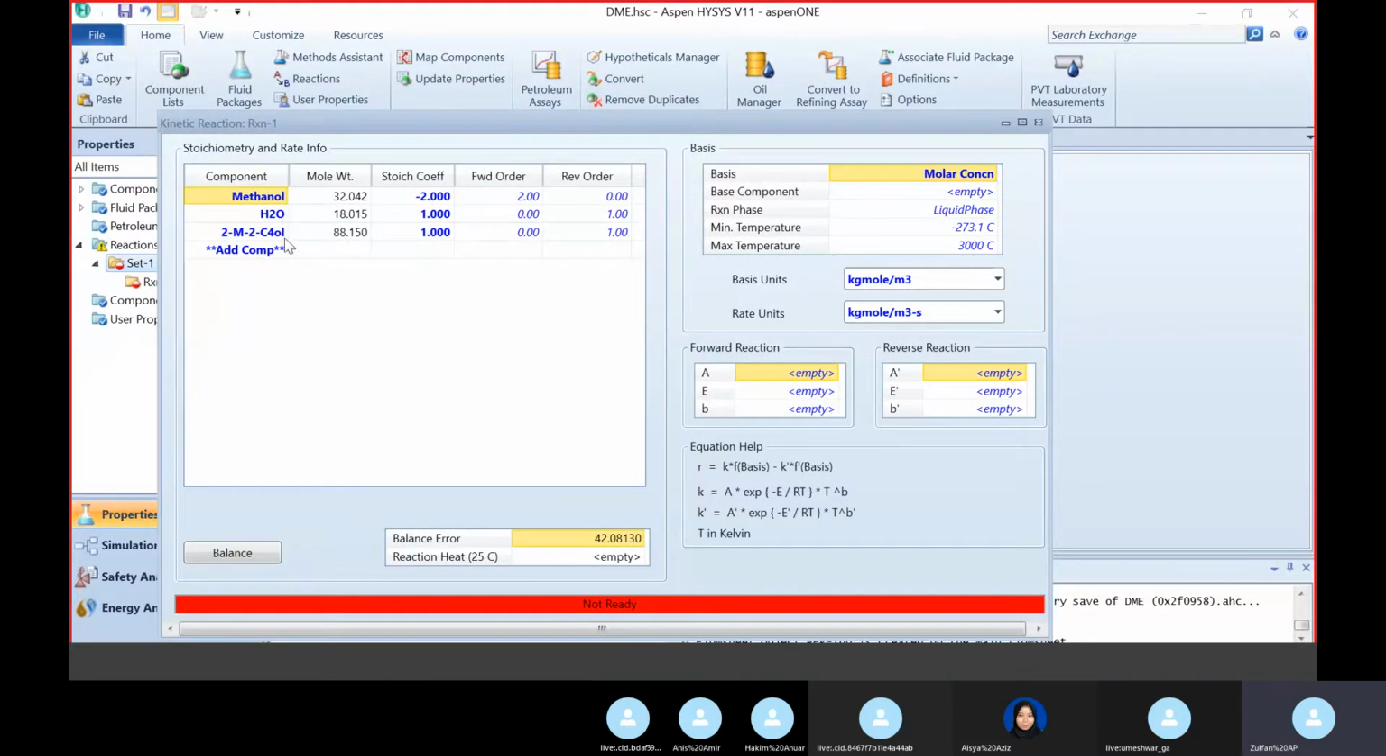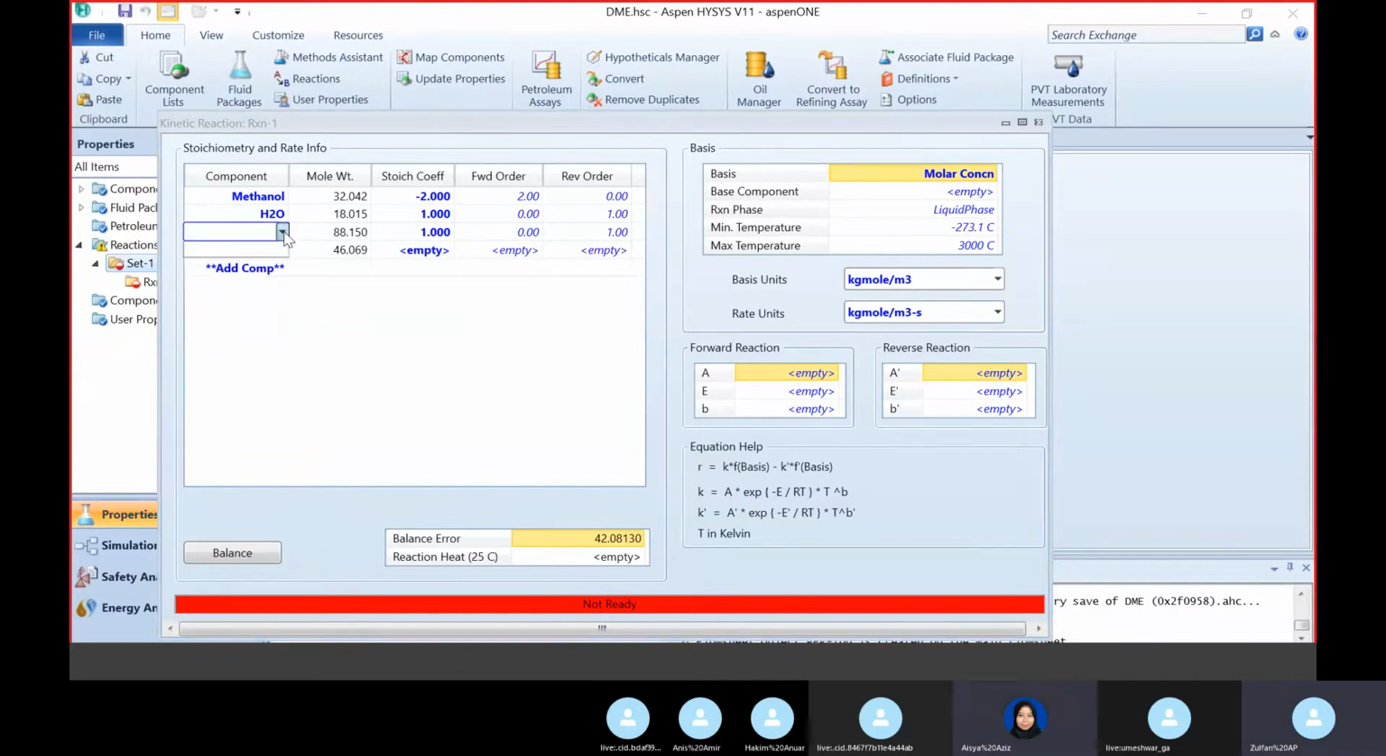Remove that 2M2. How do I delete this? Okay. Balance is 0. Yeah, because it calculates the mole balance.